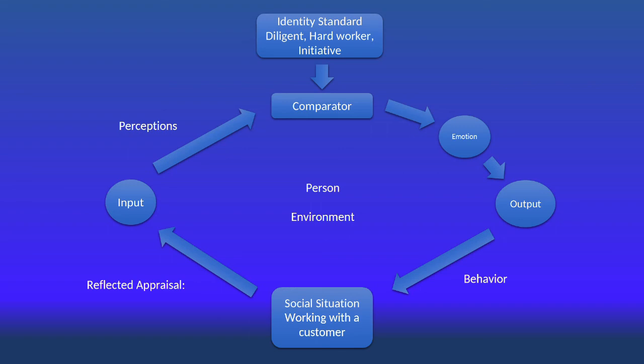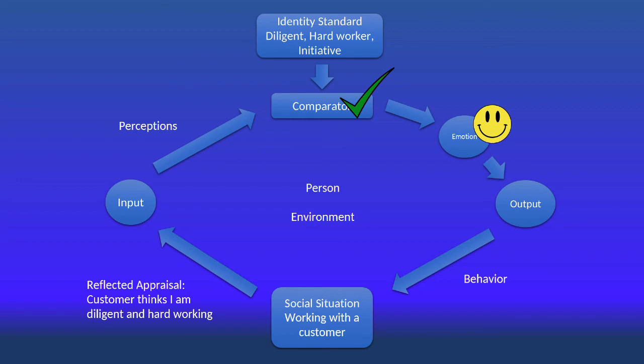Suppose he is assisting the customer who remarks, "Thanks, you've been so helpful." This remark is perceived by Tom to mean that the customer sees him as diligent and hardworking. Tom's reflected appraisal of the customer's remarks is then compared to his identity standard, and because they're similar, positive emotion is produced. Tom's behavioral output is to continue behaving as he was, because his view of himself has been maintained. He has achieved identity verification.